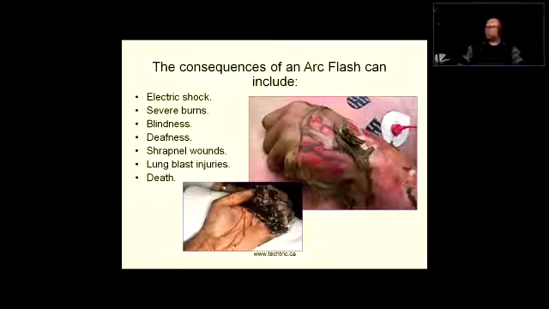All right, the consequences. I hope you had your lunch. And these are not tattoos. The consequences of an arc flash can include electric shock, severe burns, blindness, deafness, shrapnel wounds, lung blast injuries, and of course, unfortunately, death can occur as well. We're going to examine some of that as we go along.